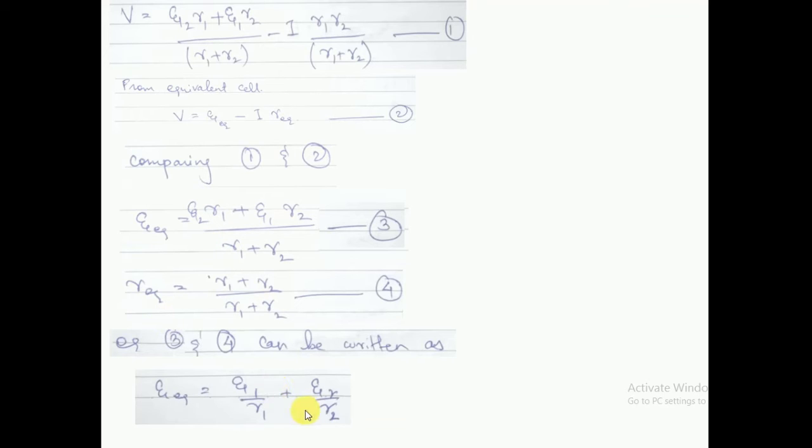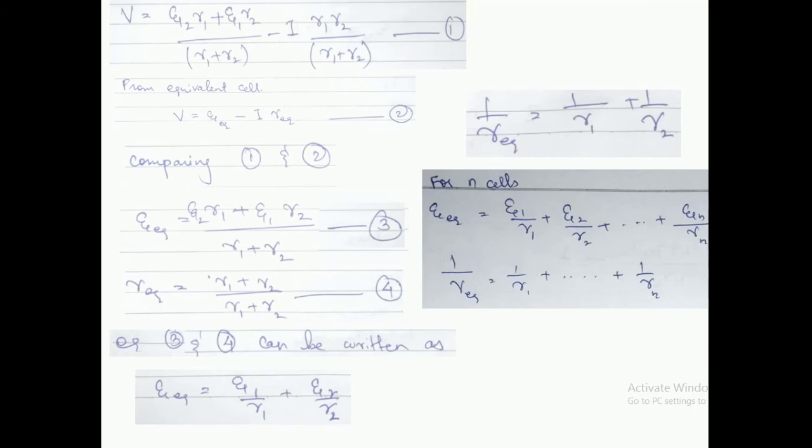If you multiply this, take the LCM, again you will get the same thing. So whether you write this way or this way, it's the same. And for this also, if you write 1 by R equivalent, you will get 1 by R1 plus 1 by R2. If you have n number of cells, your E equivalent will be E1 by R1 plus E2 by R2 plus dot dot dot En by Rn, and 1 by R equivalent will be 1 by R1 plus 1 by R2 plus dot dot dot 1 by Rn.